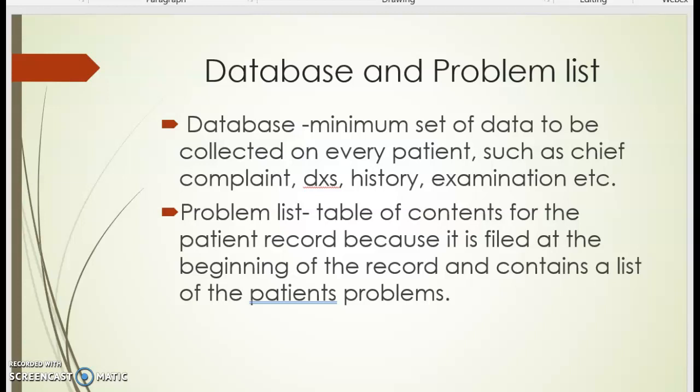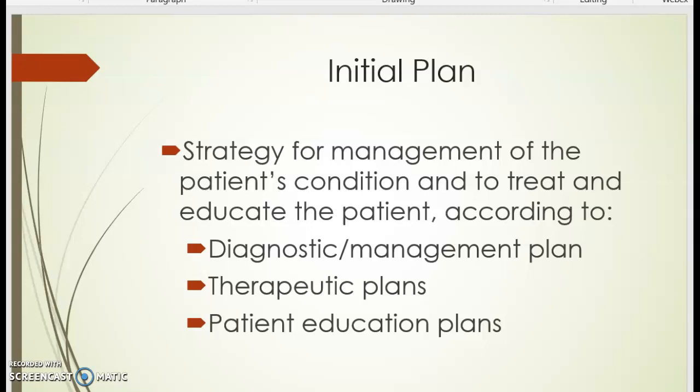The problem list is going to be, once again, at the beginning of the chart, like a table of contents, and it's going to tell you different things that the patient had maybe in the past history or currently has. The initial plan is a strategy for management of the patient condition to treat and educate the patient. You're going to treat it according to the diagnostic, management, therapeutic, and patient education plan.